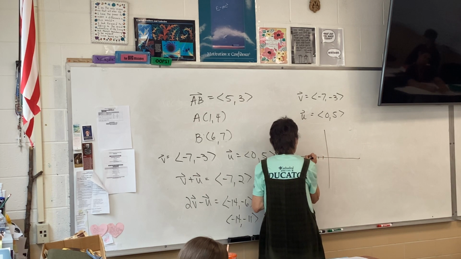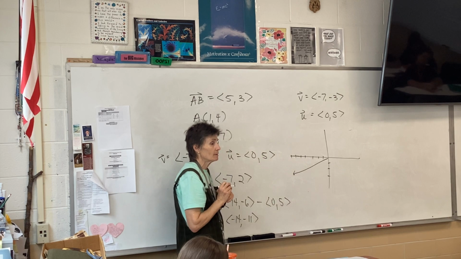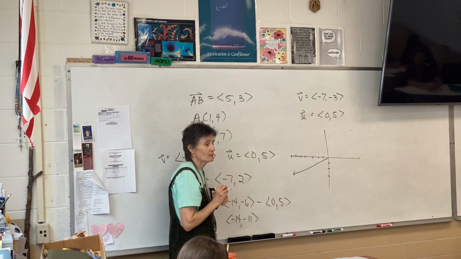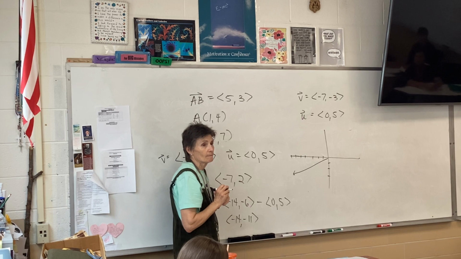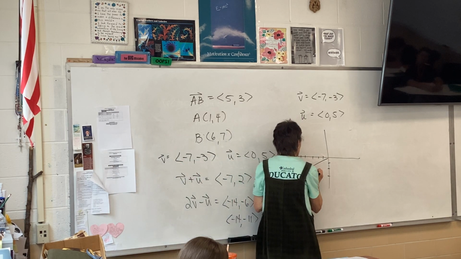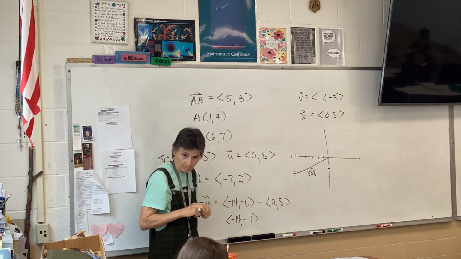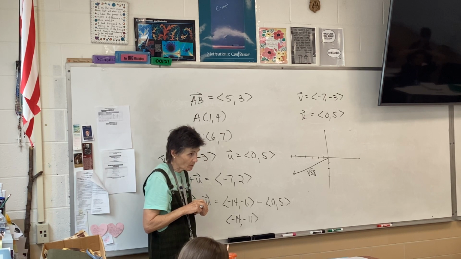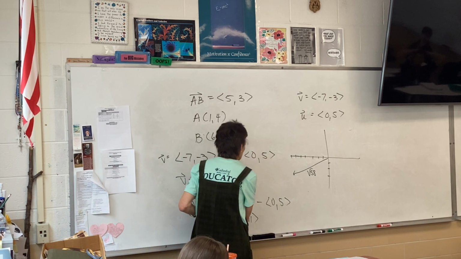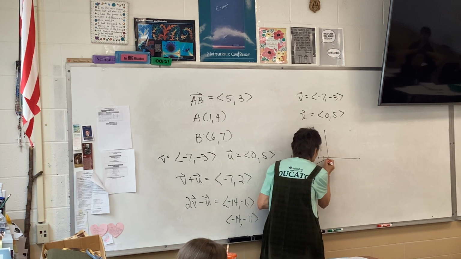So let's think about this for a second. Here's negative 7, negative 3. How long is that? What is the magnitude of that vector? Square root of 58. So vector V is root 58 long. Is that okay with everybody? X squared plus y squared? I want a vector that's in that same direction, but I only want it to be 1 unit long.